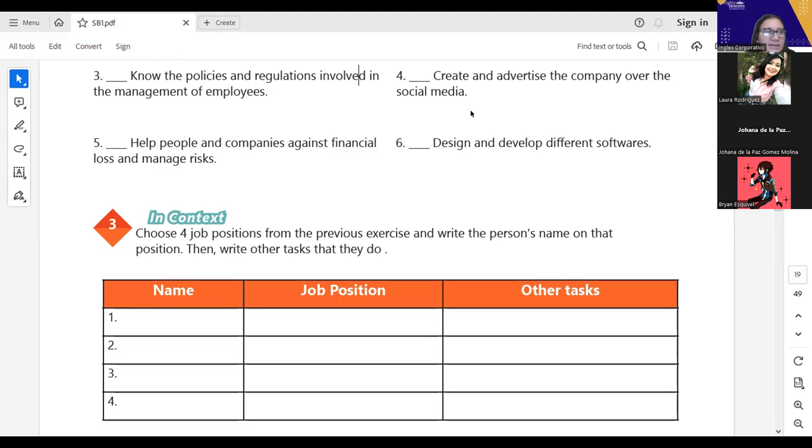And can anybody explain what is un asiento contable? It's like keeping track, like accounting books.